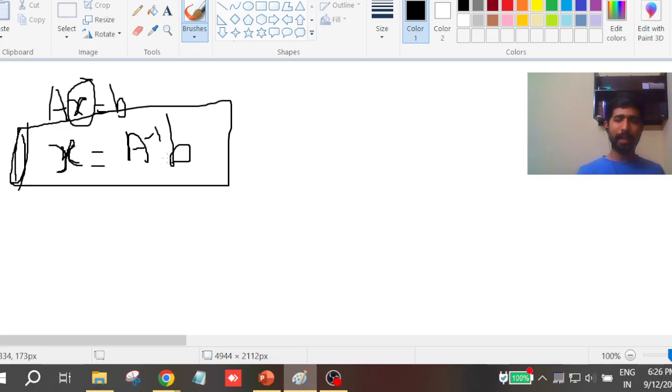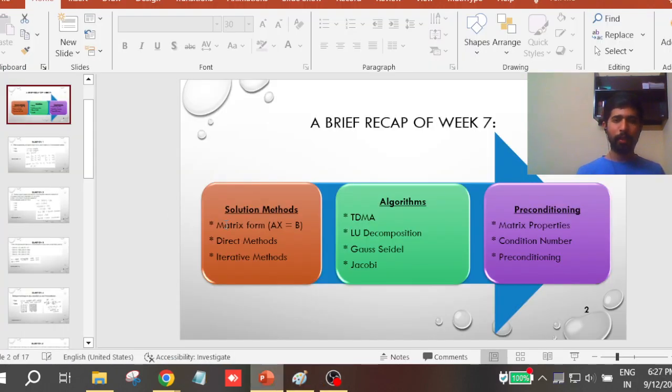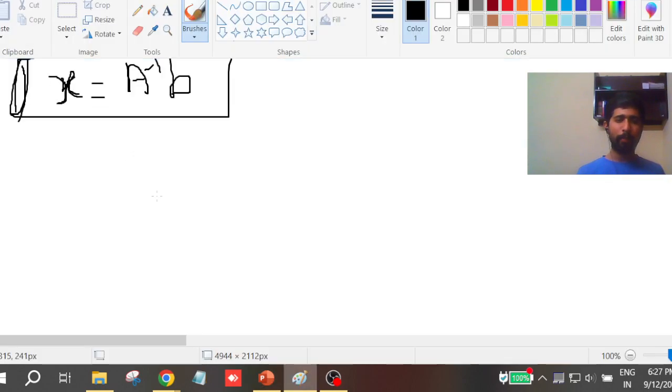Now, apart from this direct inverse, which is not feasible as I told, there are many other methods also which you have gone through in this weekly content. Like in the direct methods, what all methods did you have? You had mainly your Gauss elimination. That was the first thing I think which you had learned in this content.